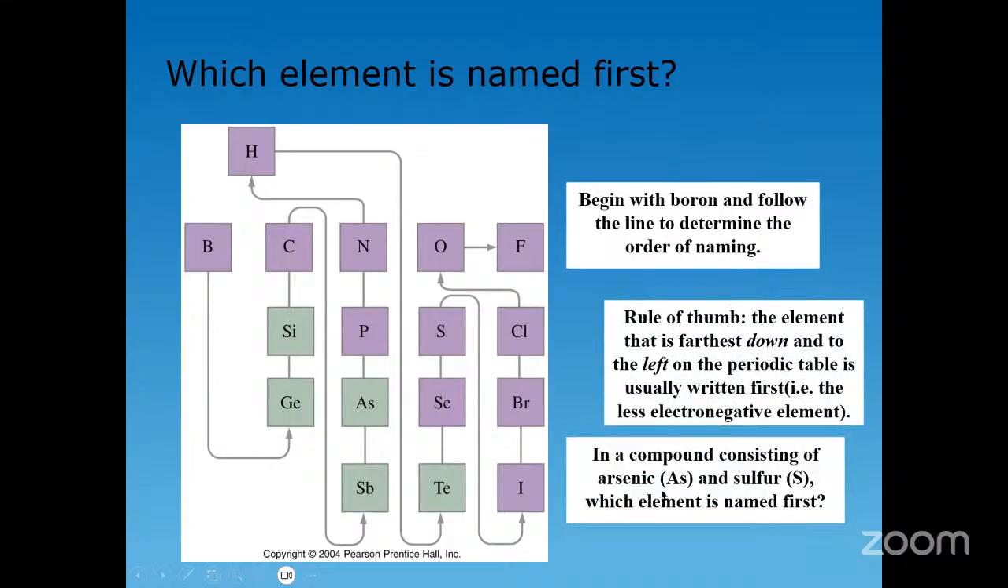So for example, let's say you have a compound formed between arsenic and sulfur. Which of these two elements would be named first? All you have to do is consult the periodic table. Which one is to the left and down compared to the other one? Arsenic, exactly. Arsenic would be the one that's named first.